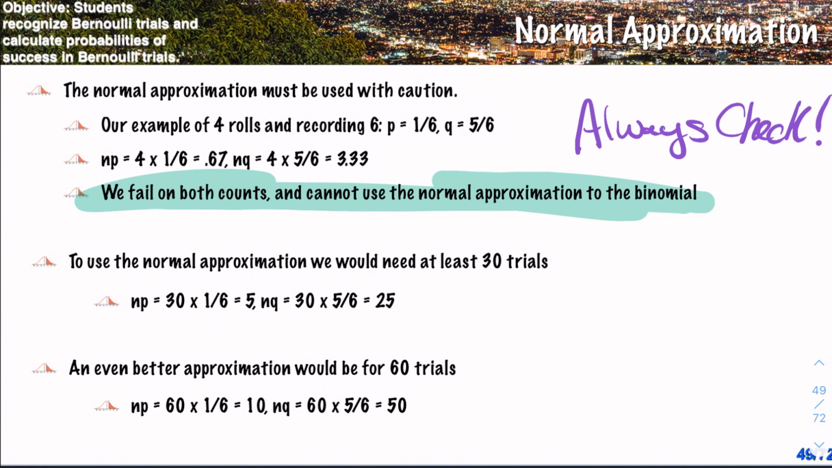So to use the normal approximation, we would need at least 30 trials. So 30 times 1/6 is 5. 30 times 5/6 is 25. Or even better, would be 60 trials. 60 times 1/6 is 10. 60 times 5/6 is 50. So that's greater than or equal to 10 on both.